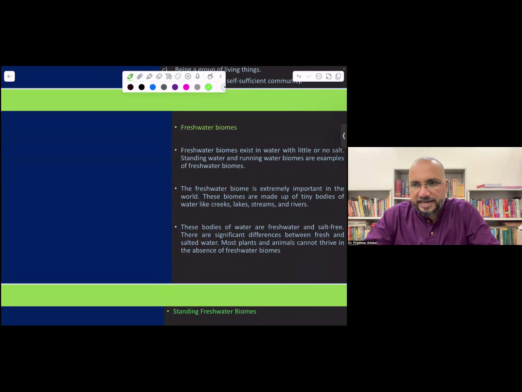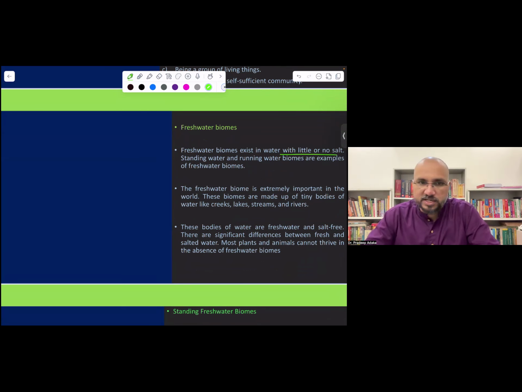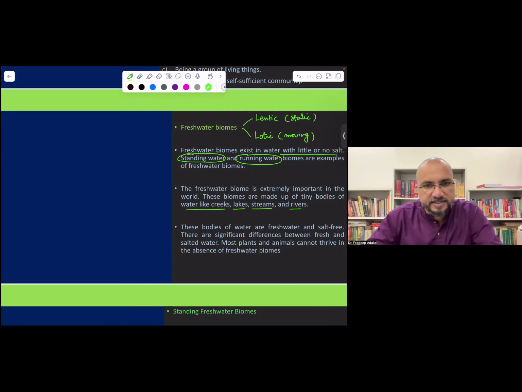So freshwater mein we'll see the lakes and rivers. So freshwater biomes exist in water with little or no salt. So as the name suggests, fresh water has no salt. Okay. So standing water and running water. So freshwater biomes are again of two types, lentic, lotic. So when the water is moving, static. Okay, so freshwater biome is extremely important in the world. So these are made up of tiny water bodies like creeks, lakes, streams, rivers.